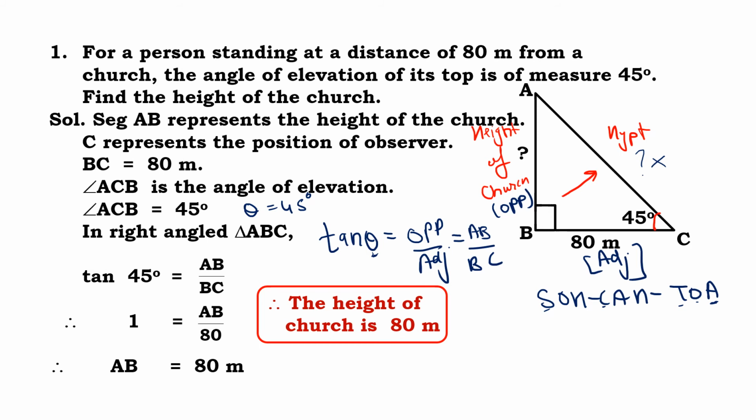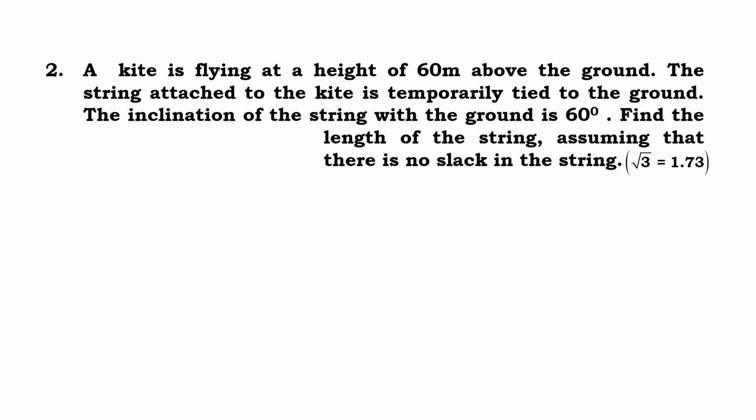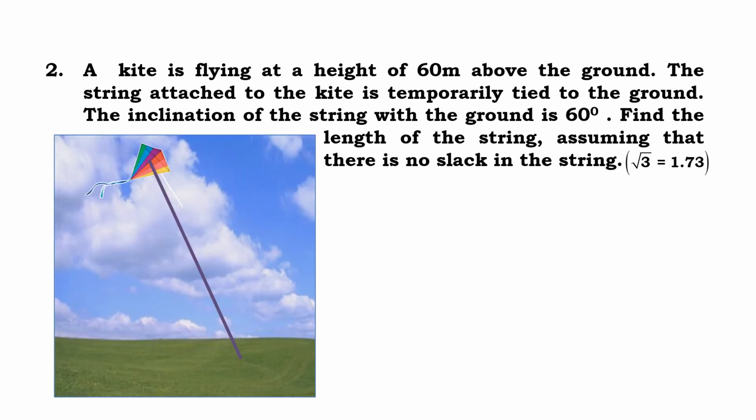Now moving forward, let us see this one. A kite is flying at a height of 60 meters above the ground. You can see the kite over here, and the string is attached to the kite, which is temporarily tied to the ground. So this is tied to the ground. Okay. So now what happened? The inclination, that means the angle it is making, is 60 degrees. Find the length of the string.